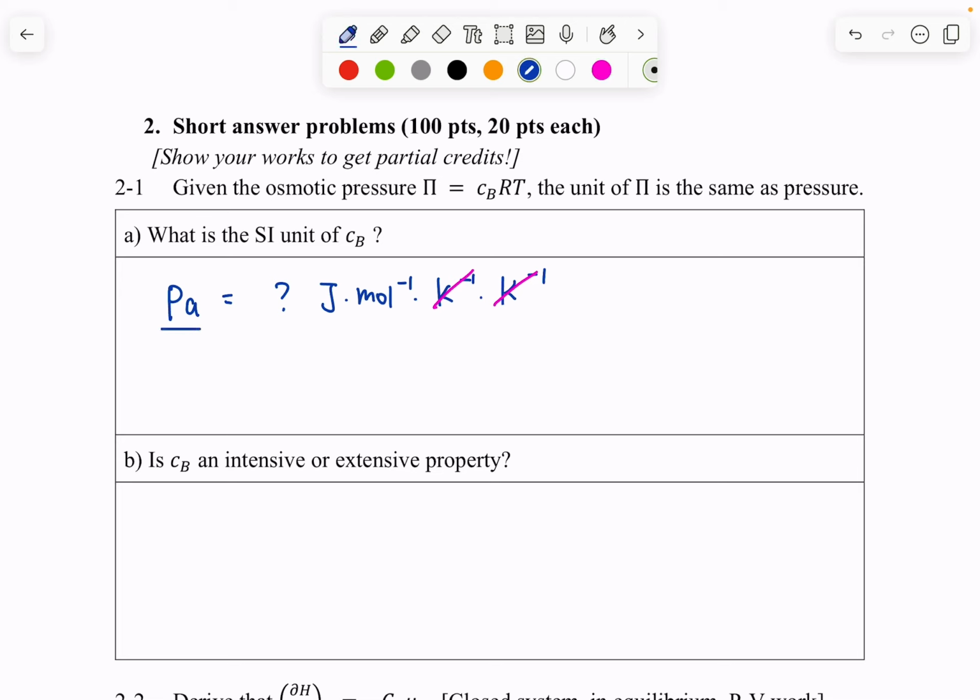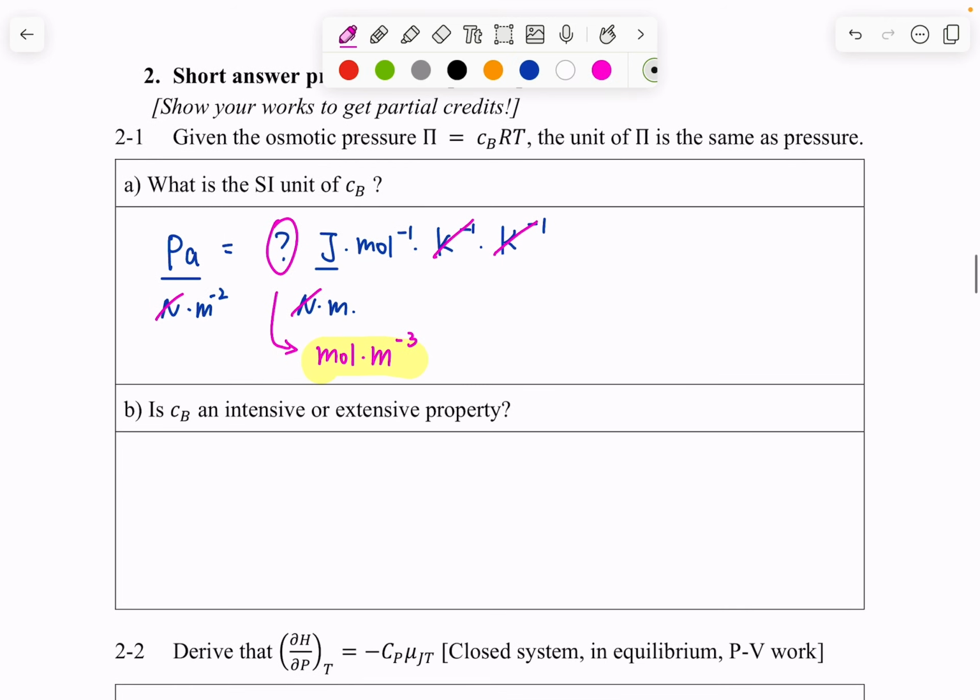My Pascal is the same as Newton per meter square, and my joule is Newton meter. All right, so in order to get the unit on the left-hand side, the unit of my CB must be, well, Newton cancels out, so that's mole per meter cubed. All right.